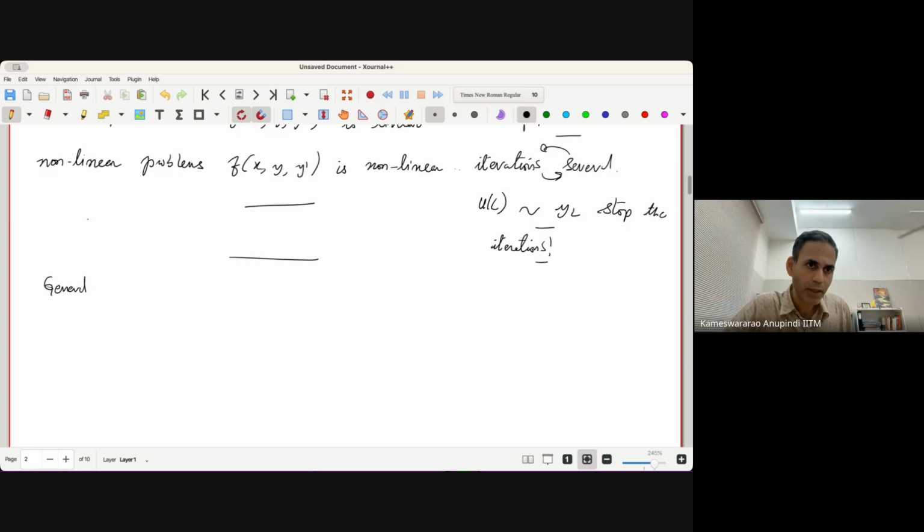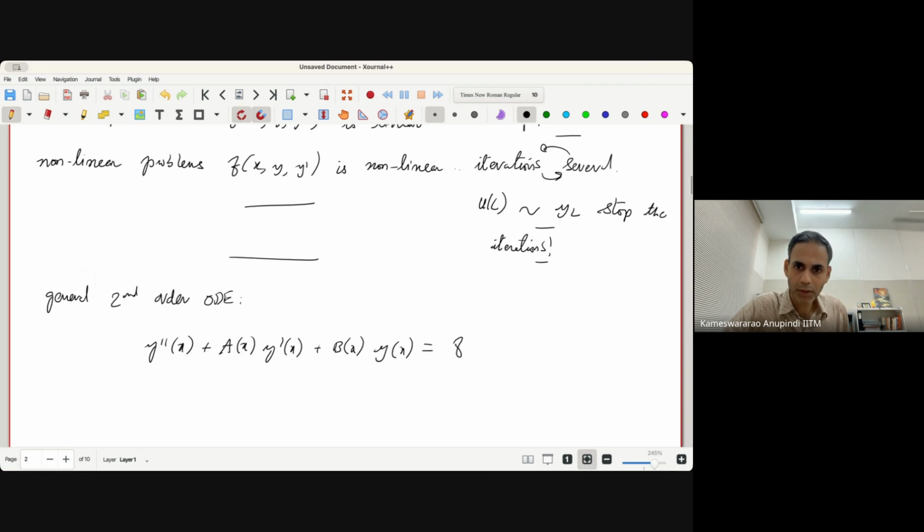We'll look at a general second order ordinary differential equation. So let me write a general second order ODE: y double prime of x plus some coefficient a of x times y prime of x plus some coefficient b of x times y of x equals f of x.